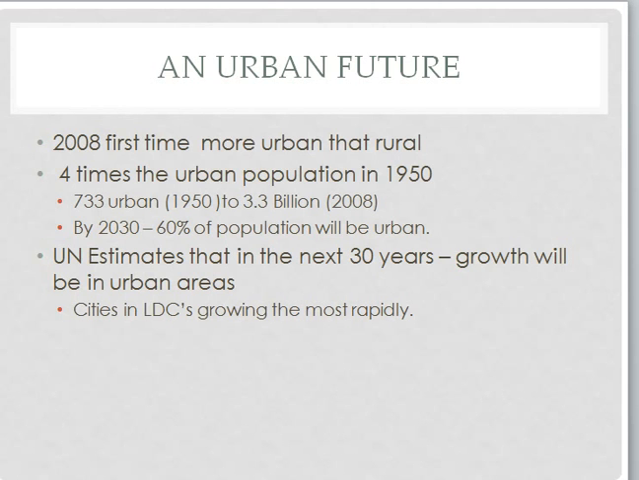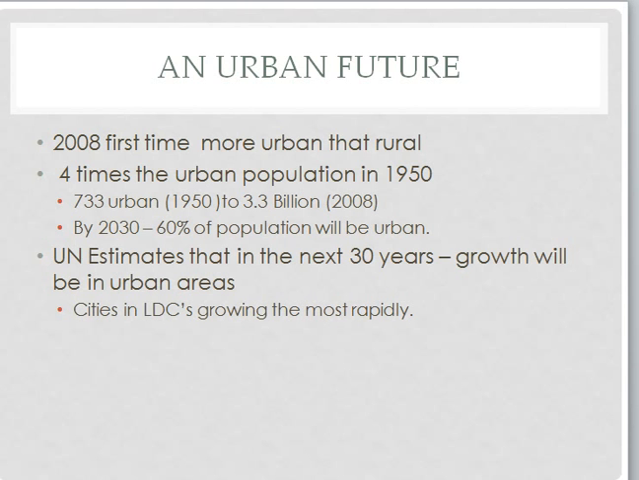So they talk about the idea that historically we've had more rural than urban population, and just since 2008 is the first time the world has seen the majority of the population living in cities. And that number is about 4 times the population in 1950. So the expectation then is that by 2030, 60% of the world population will be living in urban centers.